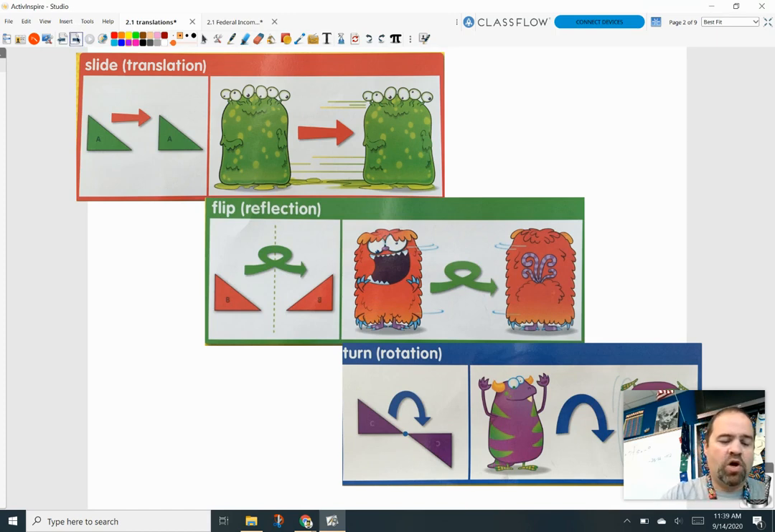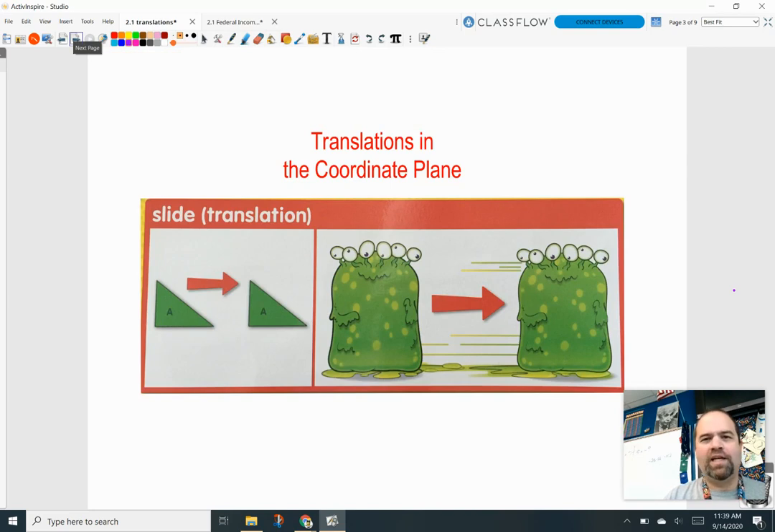But these kind of go in order of complexity. So translations are pretty straightforward. The nice thing about a translation in the coordinate plane is the grid system that's set up in a coordinate plane. If you know the difference between left and right and up and down, it's going to be pretty straightforward. So all you're really going to have to do to translate these figures is count a certain number of units left or right, a certain number of units up or down to move your figure.